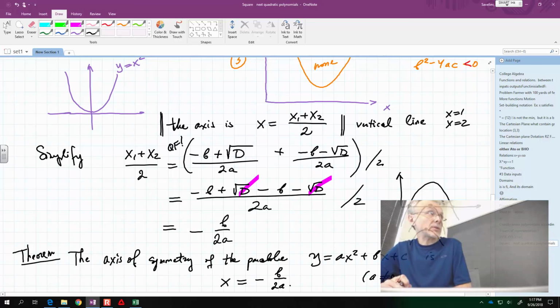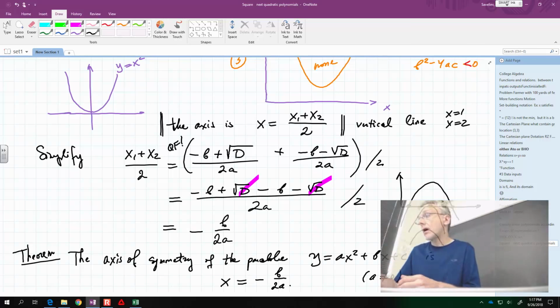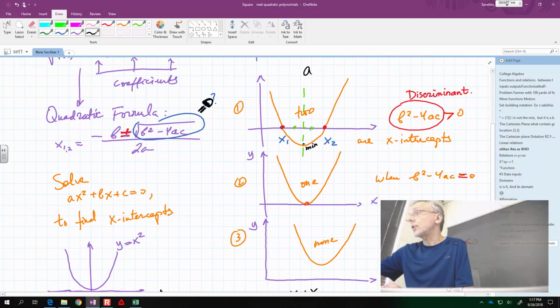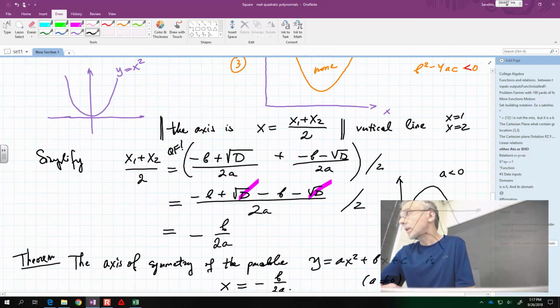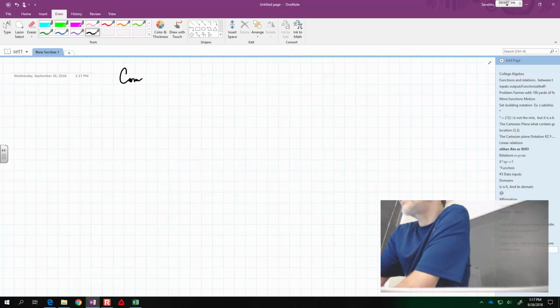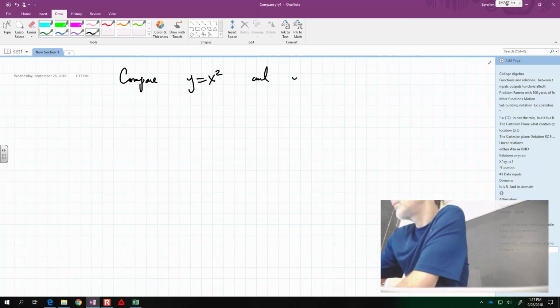What determines these two different behaviors? It's the value of a, the coefficient in front of x squared. The one that we looked at initially had a positive, and when a is negative, you have a parabola branching down. It suffices just to confirm that. Just compare y equals x squared and y equals negative x squared.